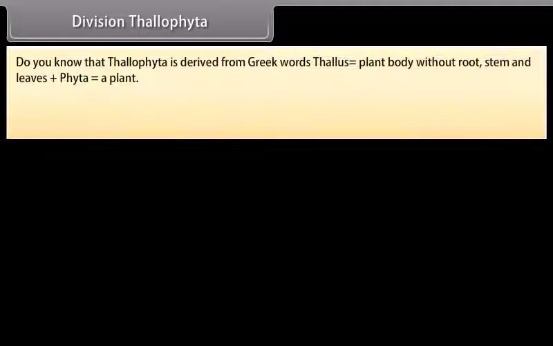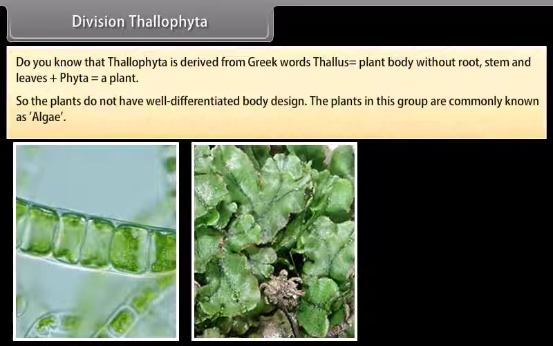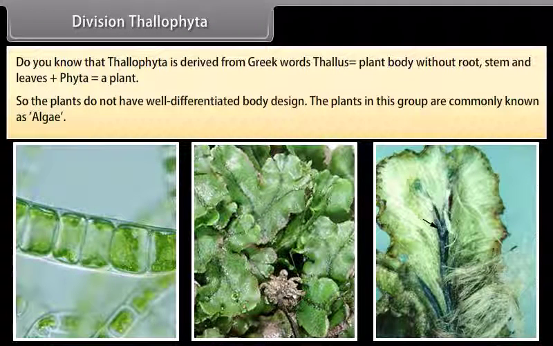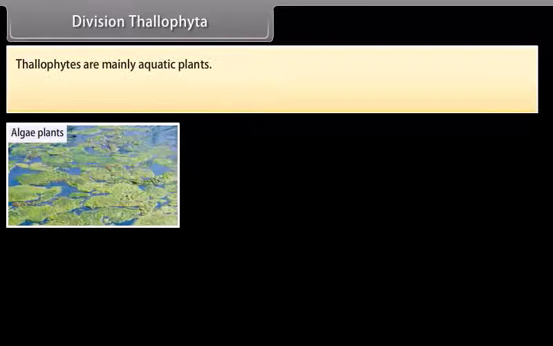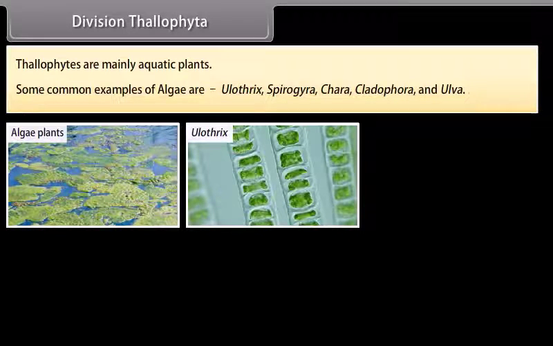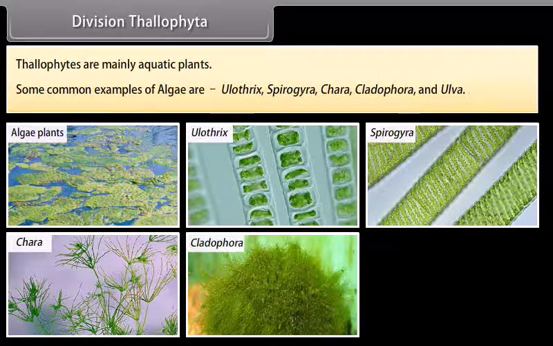Division Thallophyta. Do you know that Thallophyta is derived from the Greek words thallus, which means plant body without root, stem and leaves, plus phyta, a plant. So the plants do not have a well-differentiated body design. The plants in this group are commonly known as algae. Thallophytes are mainly aquatic plants. Some common examples of algae are Ulothrix, Spirogyra, Chara, Cladophora, and Ulva.